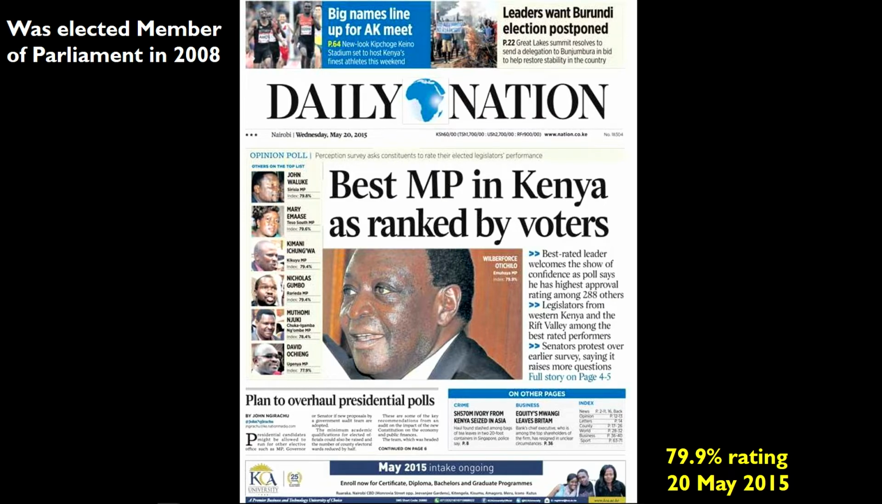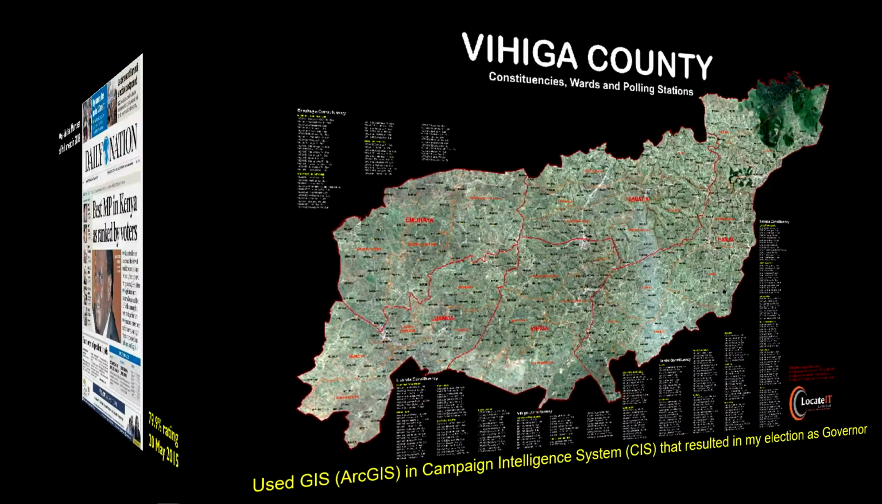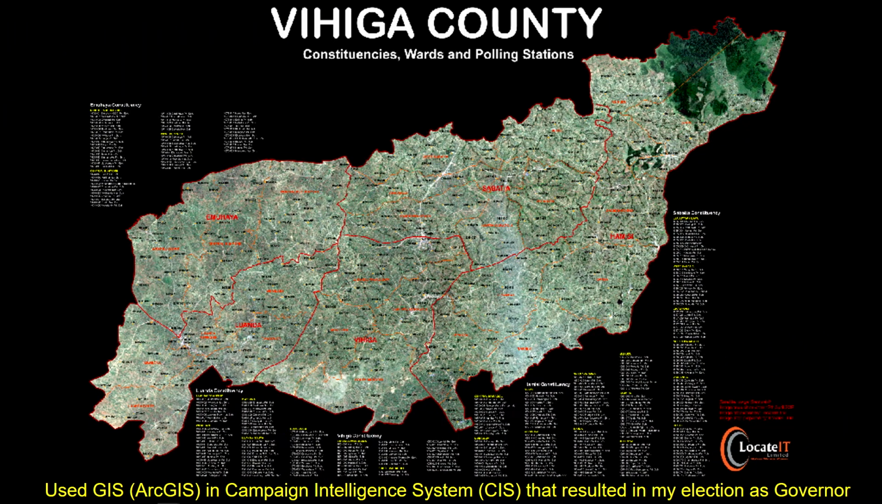And I want to assure you that I used GIS in all my programs, particularly the development agenda in my county. Now to my county, which is Vihiga County, where I was a member of parliament and where I'm now the governor. I was able to win the election last year to be a governor because I used GIS as a campaign intelligence system. And I was able to use this system to win the election.